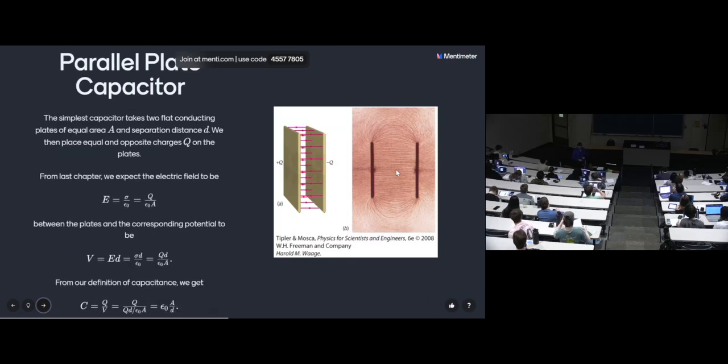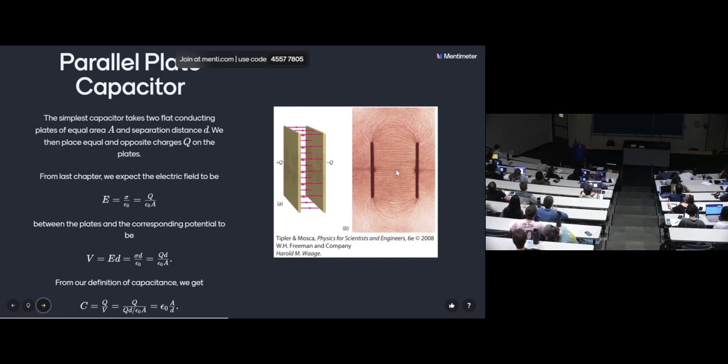So let's talk about a parallel plate capacitor. That's what we're going to use the most in this class. We take two flat conducting plates of equal area A and separation distance D. We then place equal and opposite charges Q on the plates. And from last chapter, we expect the electric field to be equal to sigma over epsilon naught, or Q divided by epsilon naught times A.